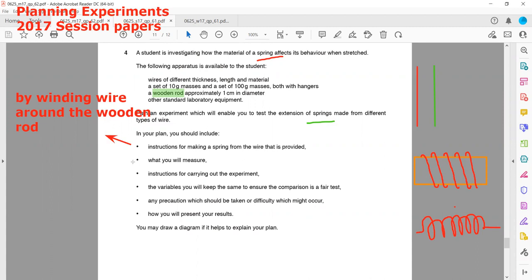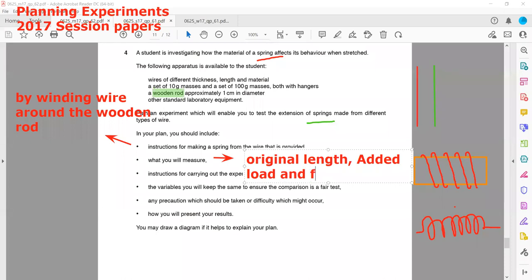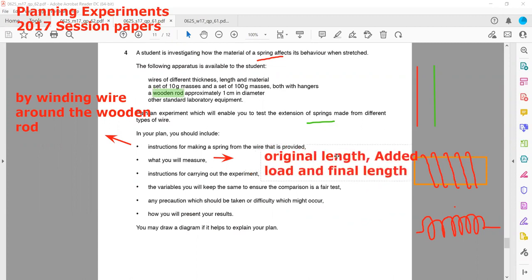So the quantities which we will measure for this experiment: we'll measure the original length. Original length means the length of a spring without any load. We'll measure the added load, how much load is added. And the third thing which we will measure is the final length. And from this, we can calculate the extension. The final length minus original will give us the extension of the wire.